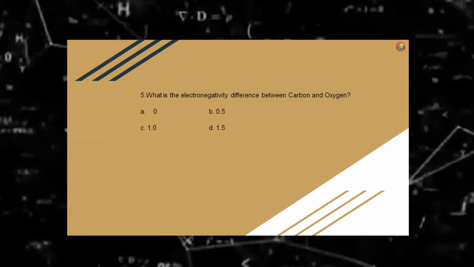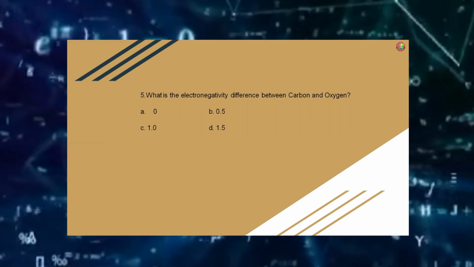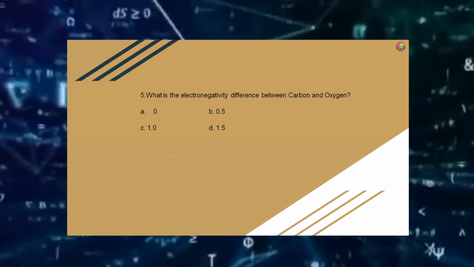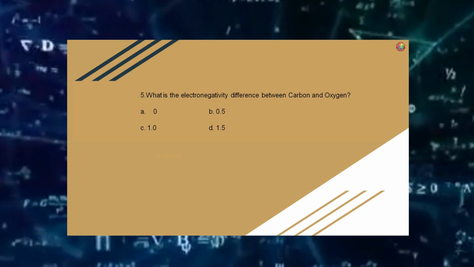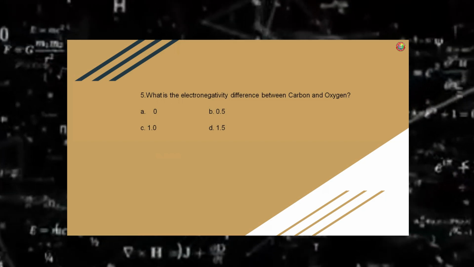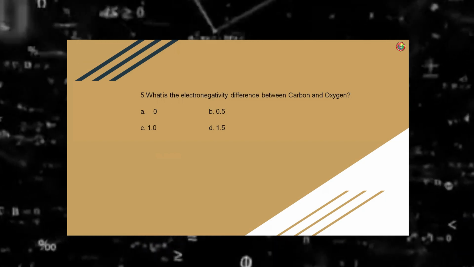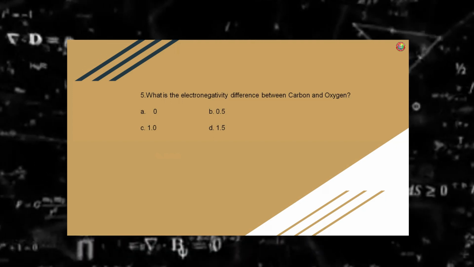5. What is the electronegativity difference between carbon and oxygen? A. 0. B. 0.5. C. 1.0. D. 1.5. The answer is letter C.